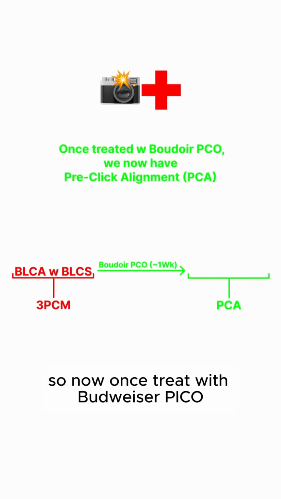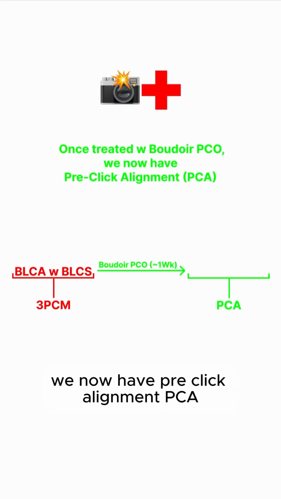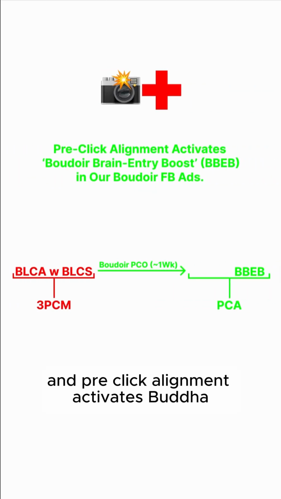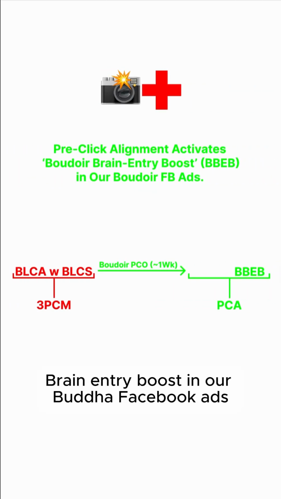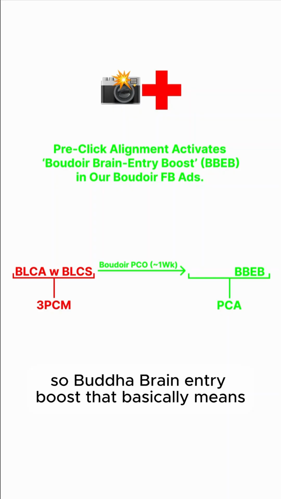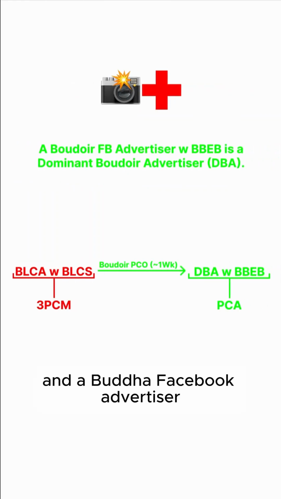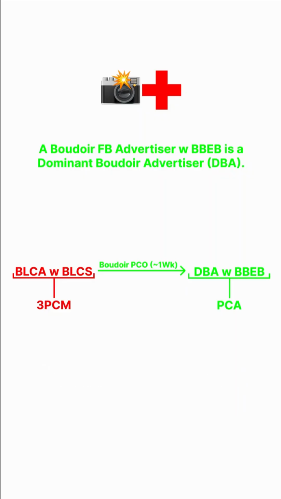Now, once treated with Boudoir Pico, we have pre-click alignment, PCA. So we go from the 3 pre-click mistakes to PCA, pre-click alignment. And pre-click alignment activates Boudoir brain entry boost in our Boudoir Facebook ads. Boudoir brain entry boost basically means we got our unique CTR all above 6%. And a Boudoir Facebook advertiser with Boudoir brain entry boost is a dominant Boudoir advertiser, a DBA.